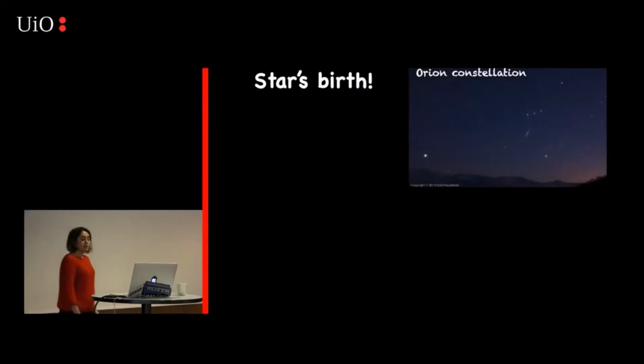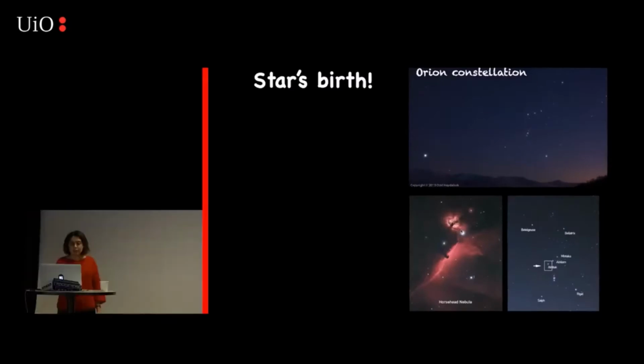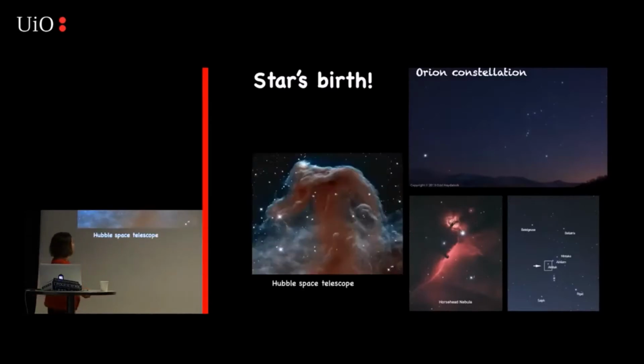To start our journey, I will start from a star's birth. Here you see an image of Orion constellation, as we can see with our naked eyes in a dark night. But if we look at Orion with a telescope, we can see a giant nebula right in the belt of Orion, which is called Horsehead Nebula.